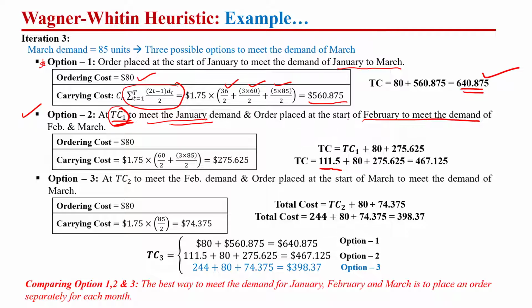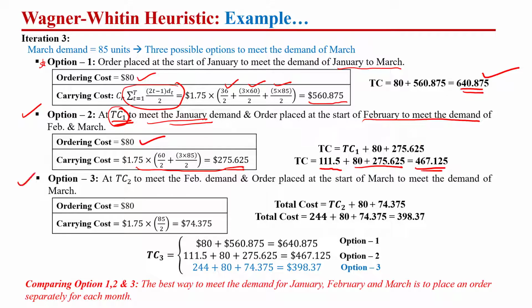So in order to calculate the total cost at the start of February to meet the demand of February and March, we have the order cost at the start of February, and then the carrying cost for February and March is going to be this one. If we sum this up, that is going to be this one by adding 111.5. So we got this one, right?